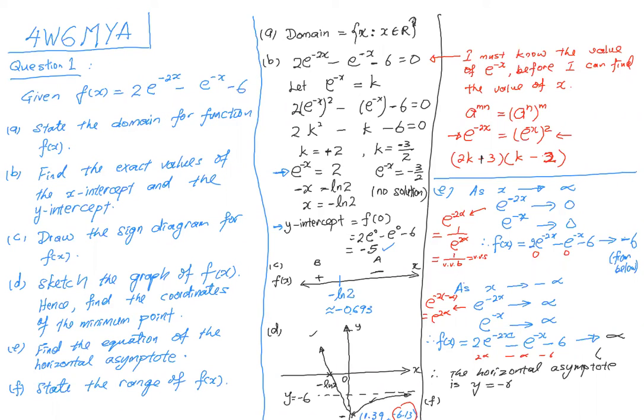So from here, I can state that the range, in this case, is our fx. fx is a member of real numbers and fx is greater than negative 6.13. So this is the range. The one I write in red from the graph. Are you okay?